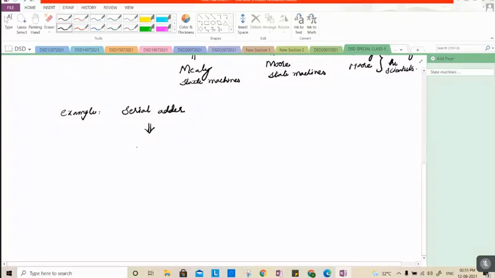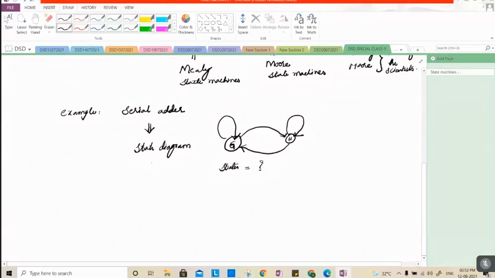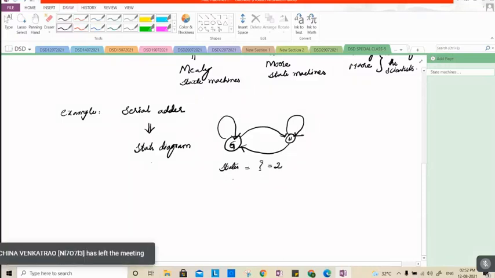For the serial adder, we have drawn the state diagram, which is drawn in this way. So this is G and this is H. There are a few states over here. For a certain condition, it moves on to H, and for a certain condition, it moves on to G back. So how many states are present here? Two states are present. Right, two states are present.